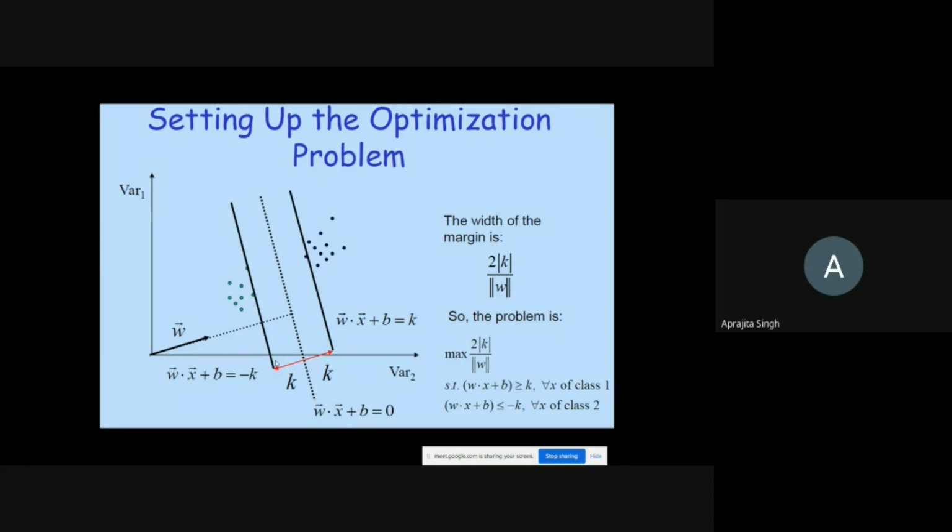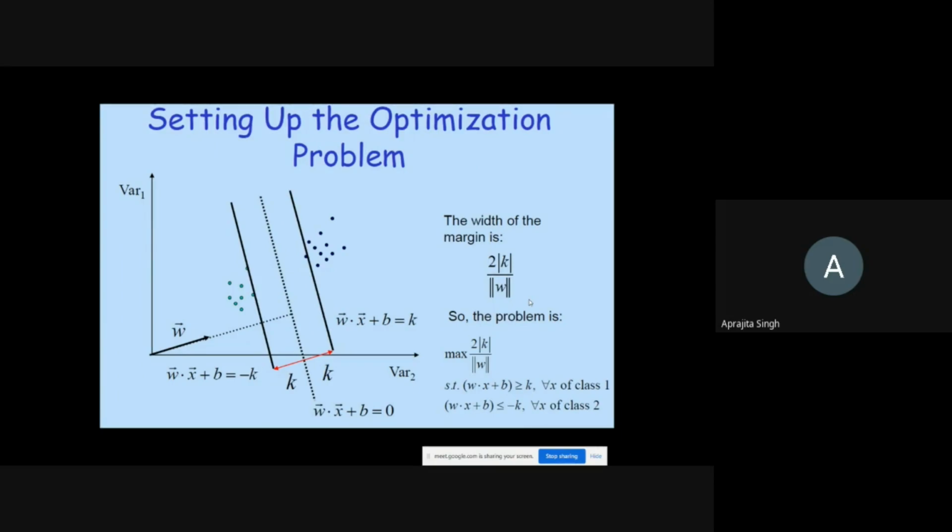Okay, so in general what you would write is the formula of the line would be omega x plus b is equal to 0, and for supporting lines it would be omega x plus b is equal to k, and for this one it would be omega x plus b is equal to minus k. And the width of this line can be given by 2k divided by the norm. Now how did we get this? I'll just come to it in the next slides.